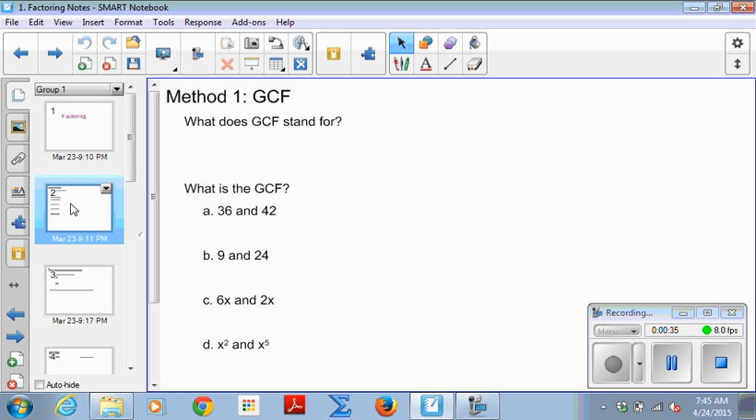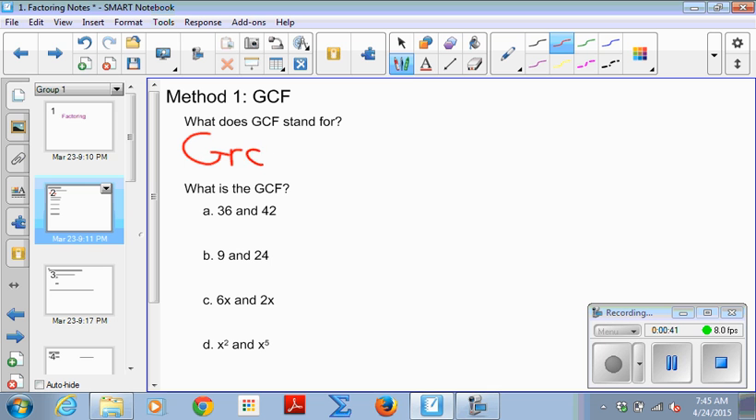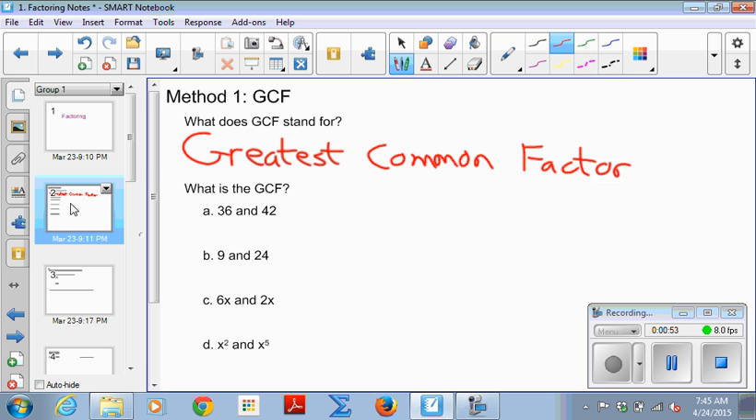So greatest common factor, okay, GCF. It stands for greatest common factor. You probably learned this skill or were taught this skill back in elementary school. There are a couple ways you can do it. The GCF of 36 and 42, we can list out all the factors of each. That gets a little bit tedious, especially with bigger numbers, but we'll show that.